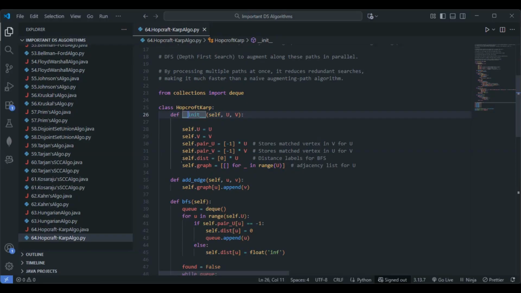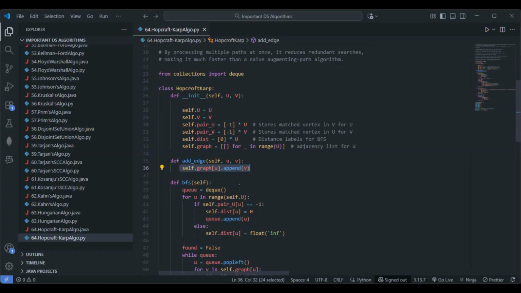This is the distance label for the BFS. We'll be going with the BFS, and we have an adjacency list for U. Now the add_edge function we are making use of adds an edge from U in capital U to small v in the vertex set V. We are just adding the edge from U to V, right?